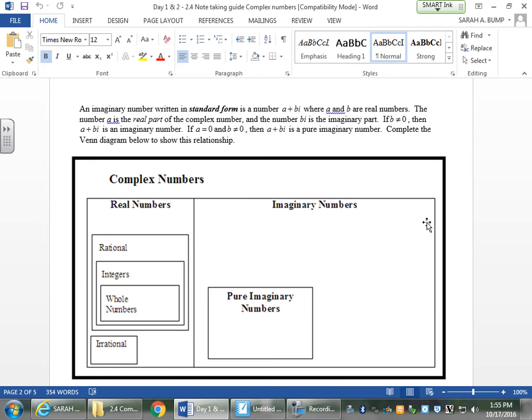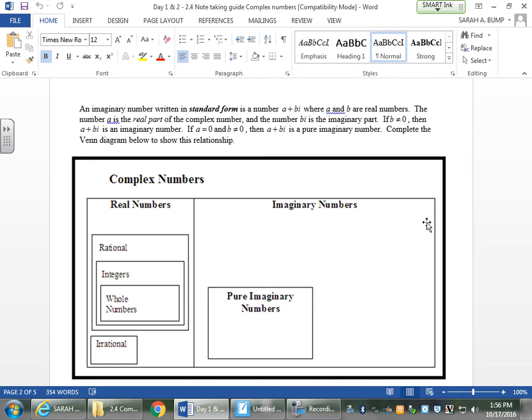So an imaginary number in standard form, this is different than standard form of a quadratic, so we're not using ax squared plus bx plus c here, is of the form a plus bi, where the a and the b are real numbers, and a is the real part of it, and bi is the imaginary part. So a plus bi is a complex number. The a is the real part, and the bi is the imaginary part.